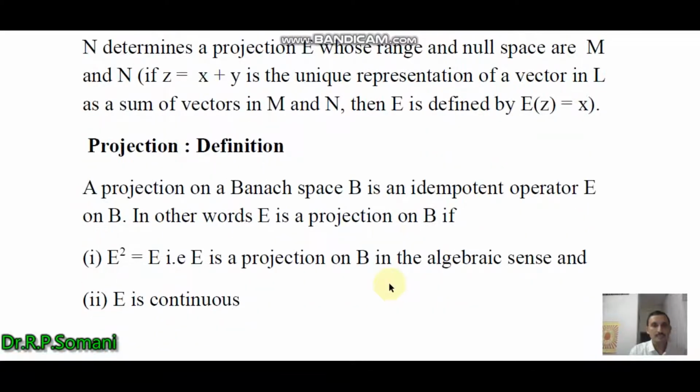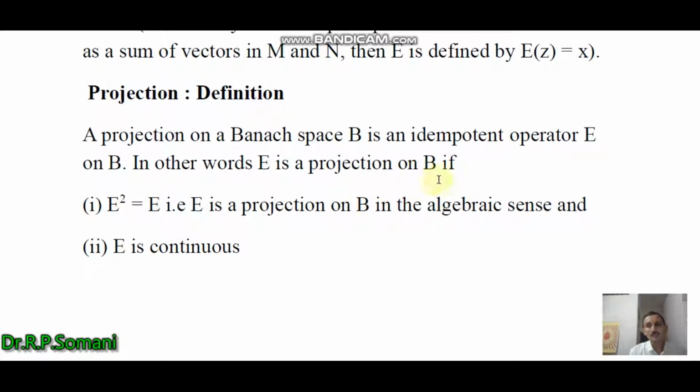So the basic definition of the projection is like this. A projection on a Banach space B is an idempotent operator E on B. In other words, E is a projection on B if two conditions hold. First, E square equals E, that is, E is a projection on B in the algebraic sense, and second, E is continuous.